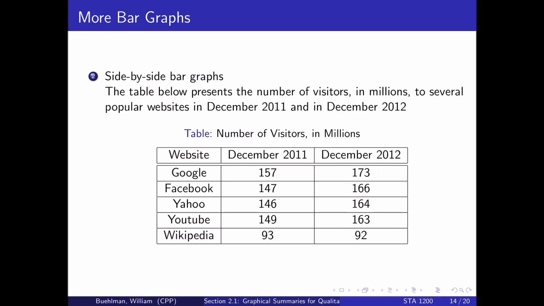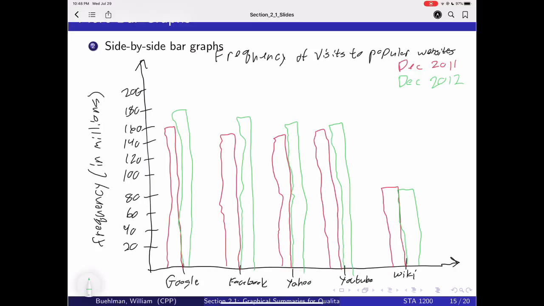So we're tracking the number of visitors in millions between December of 2011 and December 2012. So we want to see for Google, Facebook, Yahoo, YouTube, and Wikipedia, how much have they changed in the number of viewers per year. So that's where we use side-by-sides when we're comparing things. So here I will again show you the side-by-side bar graph. So we can see what happened over the years.